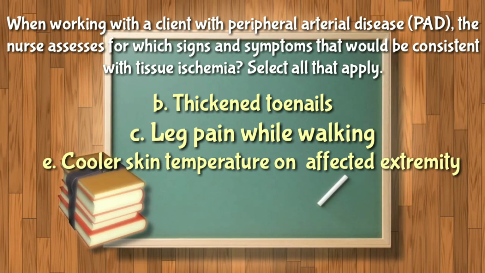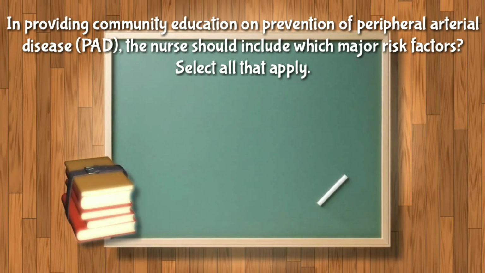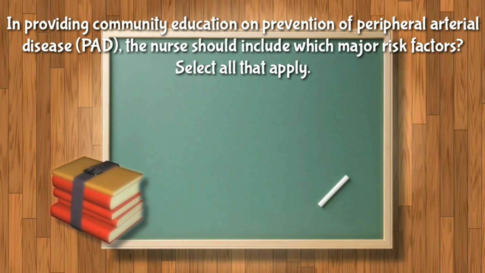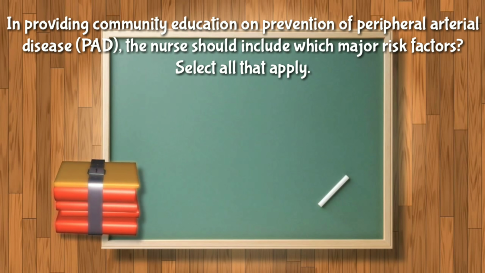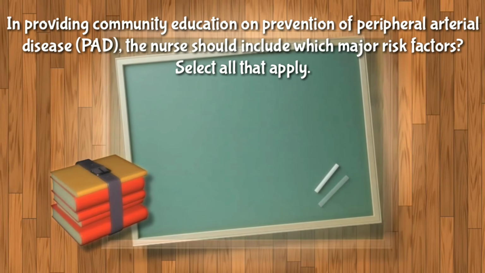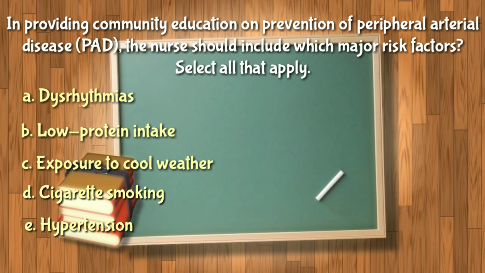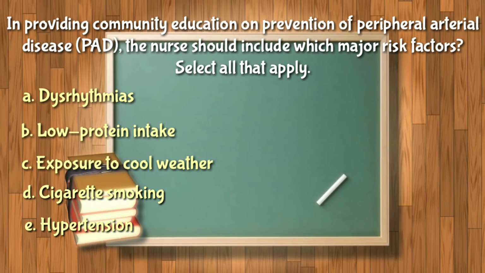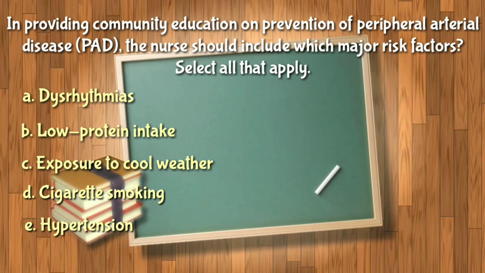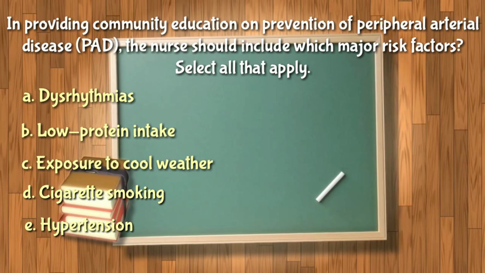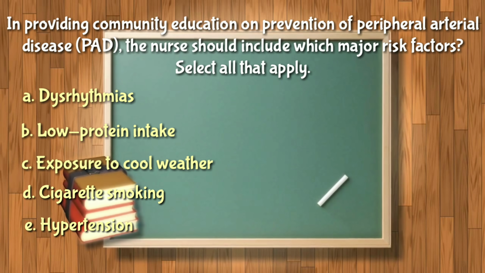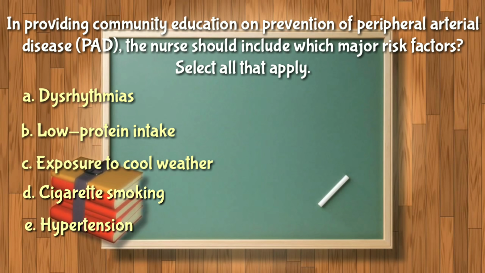Now for the next question. In providing community education on prevention of peripheral arterial disease, the nurse should include which major risk factors? Select all that apply. So in this question, we will talk again about peripheral arterial disease. But this time, we will determine among the 5 choices below, what are the major risk factors? So what do you think the answers?